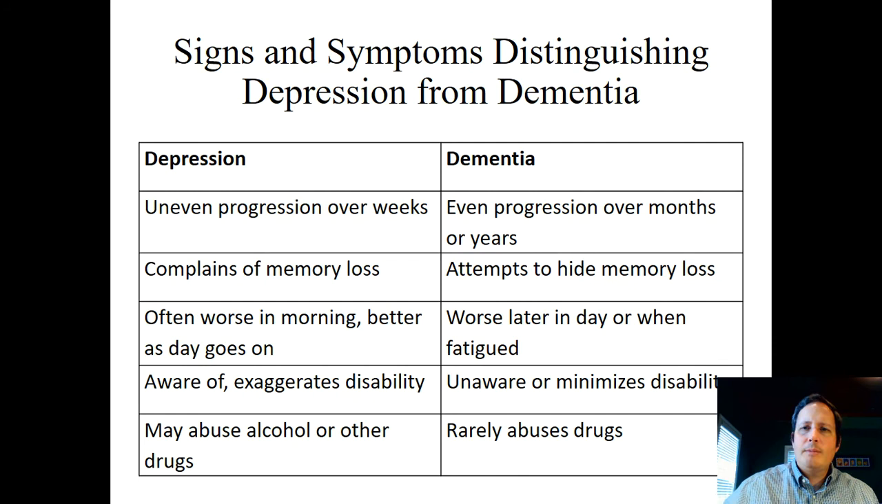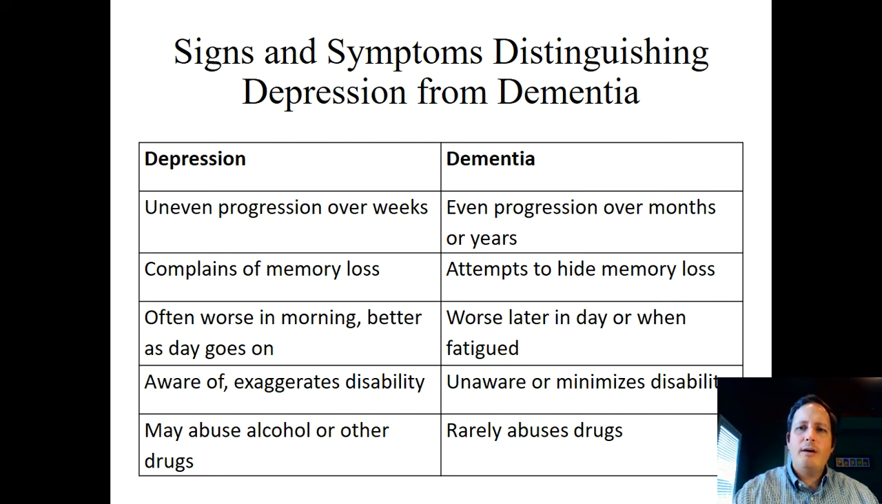Here are some of the signs and symptoms and how you can distinguish depression from dementia. You can see with depression, it's kind of uneven in how it progresses. Sometimes they feel a little better, sometimes they really feel down, whereas dementia is a slow and steady progression in these types of issues. Those who are depressed complain that they can't remember things, whereas those with dementia try to hide that they have some memory loss, so they're trying to compensate, even though they're not successful. As far as depression, a lot of times it's worse in the morning and gets better as the day goes on. Whereas with dementia, it gets worse later in the day, or when individuals are fatigued, the dementia tends to creep in.